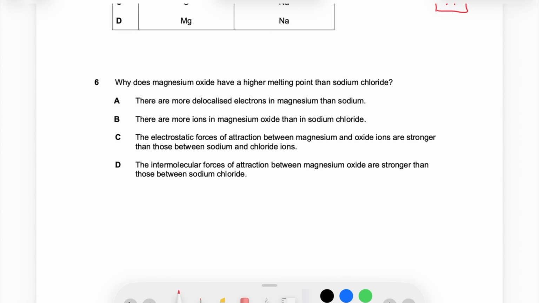Why does magnesium oxide have a higher melting point than sodium chloride? This is very similar to the previous question. The bonding is stronger, although both are ionic. The electrostatic force of attraction between magnesium and oxide ions is stronger than that. Yes, that's the answer. The rest does not make sense. It's not intermolecular force of attraction because it's ionic. Both of them are ionic compounds. So answer will be C.